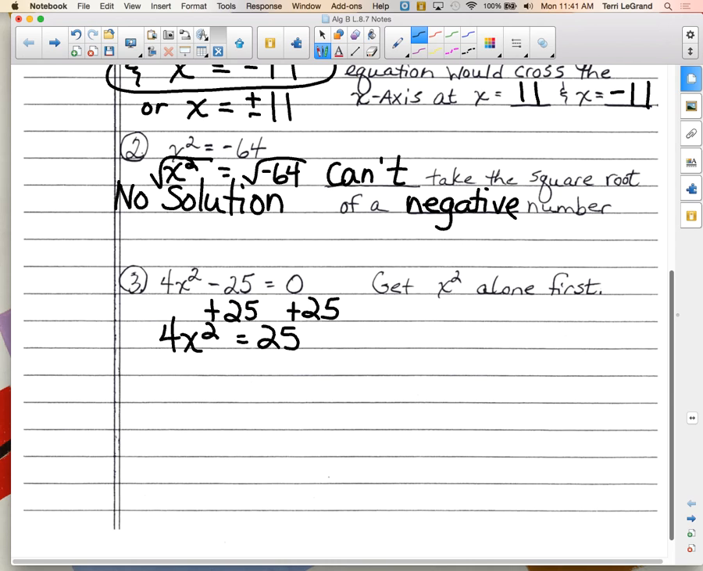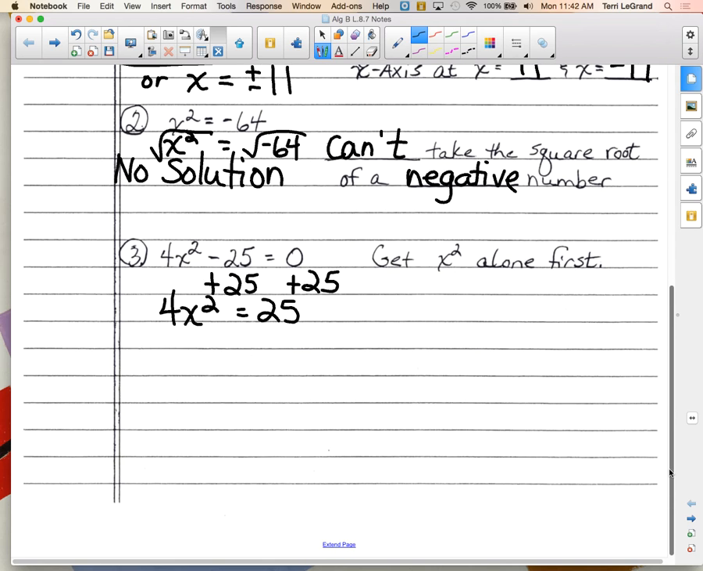And there's actually 2 ways we can go about attacking this one. Is 4x squared a perfect square? In other words, is there something times itself that would give you 4x squared? 2x would, wouldn't it? Is 25 a perfect square? Yes. So we could go right to taking the square root of both sides. Let's do that first, okay?